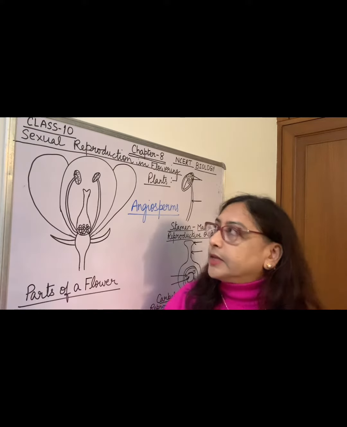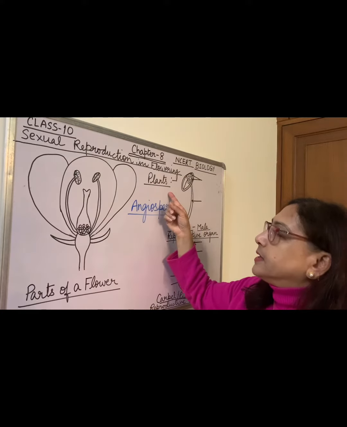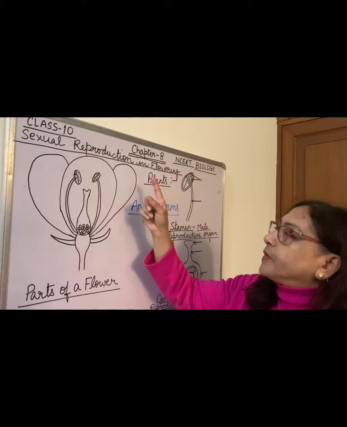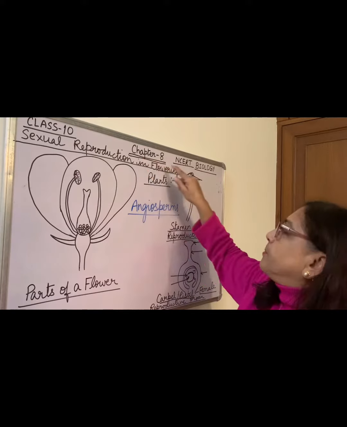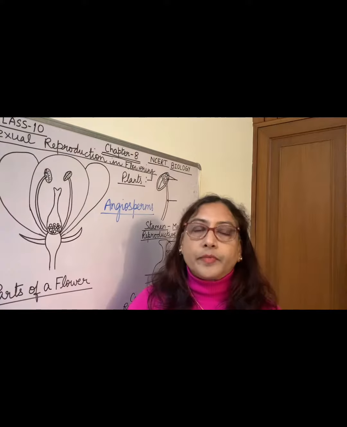Today we'll be doing the topic Sexual Reproduction in Flowering Plants. This topic is from class 10, Biology chapter 8 of the NCERT book.